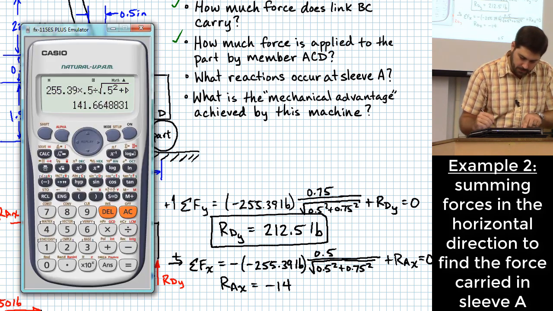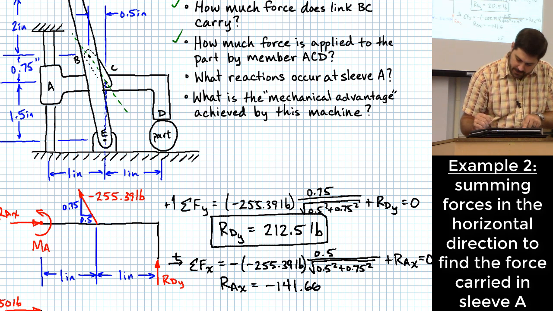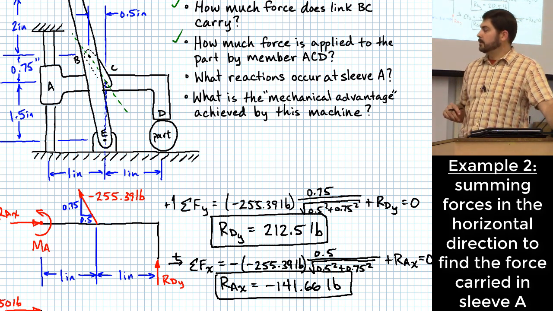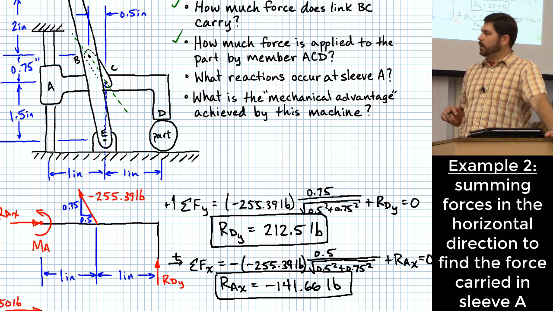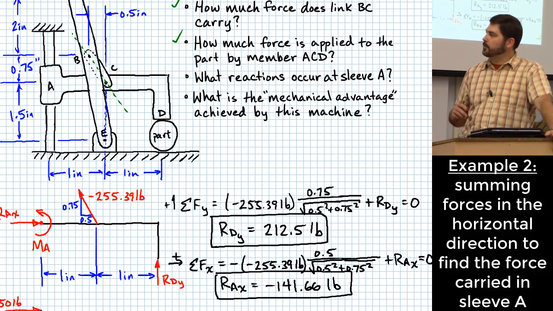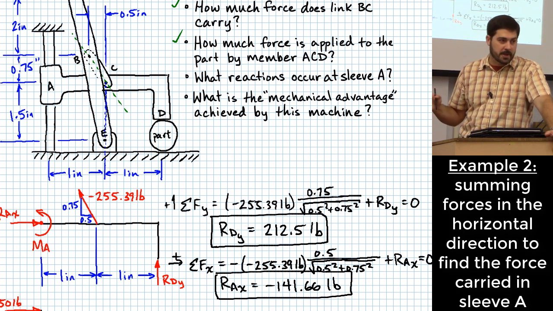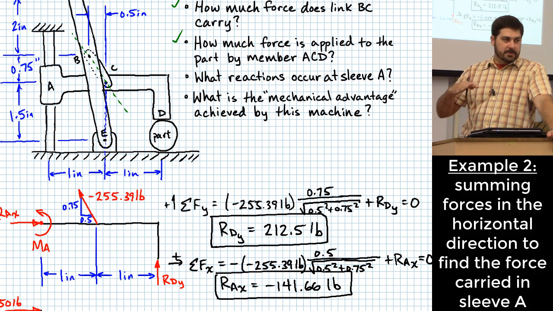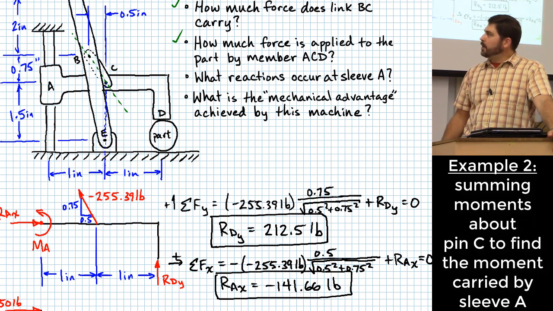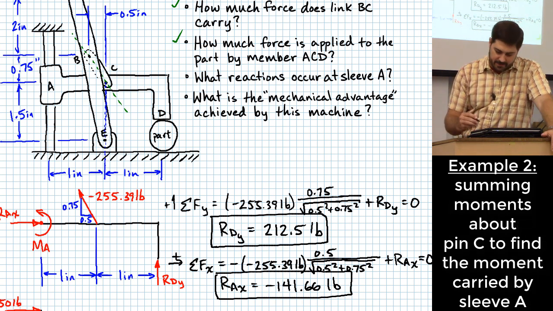What was it again? 141.66 pounds. And the negative sign means what? Okay. When I assumed that the rod that this part ACD slides on put a rightward force on part ACD, that was incorrect. It actually pulls to the left on ACD. Okay. So we're almost there. I have one more reaction to find at A. How do I find that?